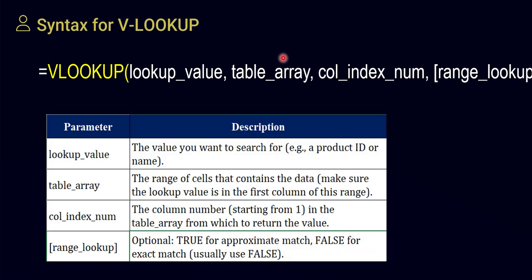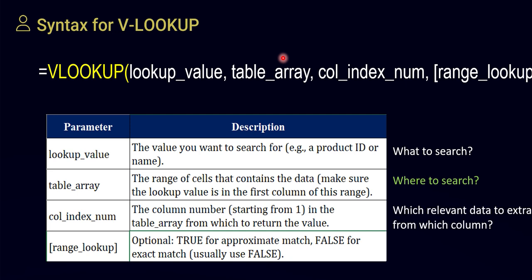So quickly taking you through: lookup value, the value you want to search for. Table array, the range of cells that contains the data, and that is a range that you will select. Column index number is the column number in the table array from which the value has to be returned. And range lookup says whether you want true, which means approximate match, or false, which is an exact match. So we usually use false. This is the syntax. Lookup value is what to search, table array is where to search, column index number is which relevant data to extract from which column, and then whether you want an approximate match or an exact match. This is how the VLOOKUP syntax goes.